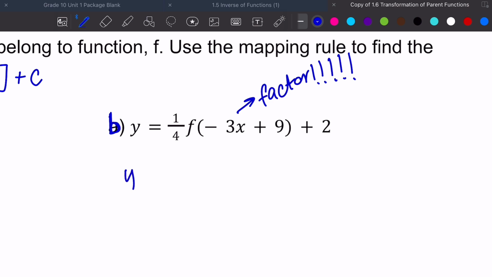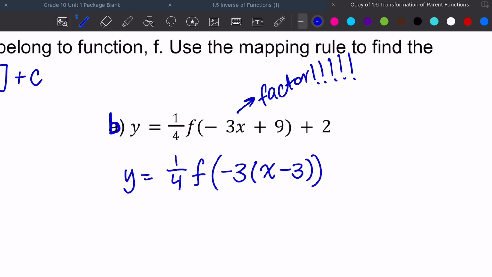So this is really gonna be 1/4f. And then what can I take out of -3x plus 9? What do they both have in common? Yeah, -3. And then I'm gonna be left with x minus 3. Voila, now we have a k value by itself. So I can say, okay, my a value now I know is the front number, whatever's in front of the f. So that's gonna be my 1/4. My k value is -3.